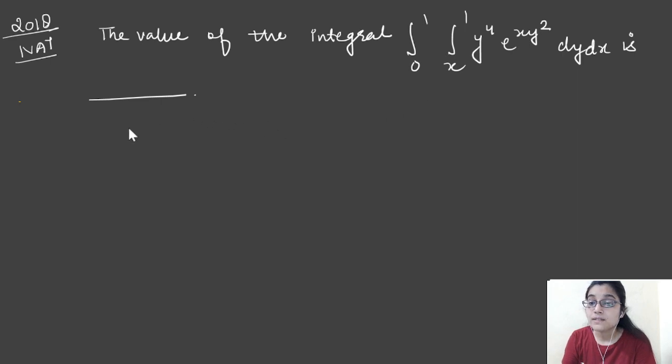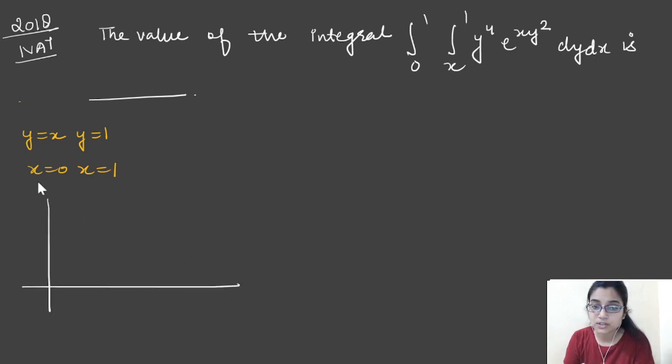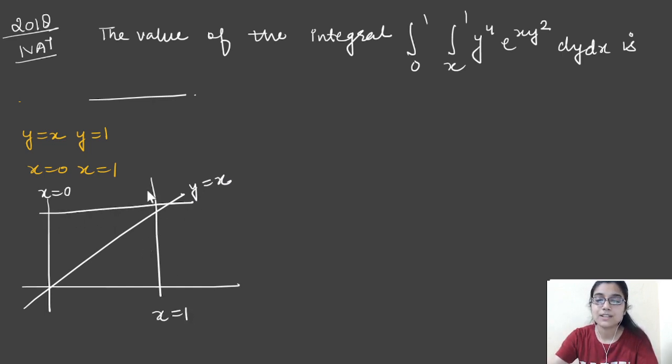Okay, right now, obviously we understood that I have to change the order. I'll integrate it initially with respect to x, but for that I need to change the order. What I'll do, I just write down the limits. y is equal to x, y is equal to 1, then x is equal to 0, x is equal to 1, and I'll try to draw the region of integration. This is our x is equal to 0. Okay, this is our y is equal to x, this is our x is equal to 1. So obviously our y is equal to 1 passes through this point. Okay, let's just draw this line again. Yeah, this is your y is equal to 1.